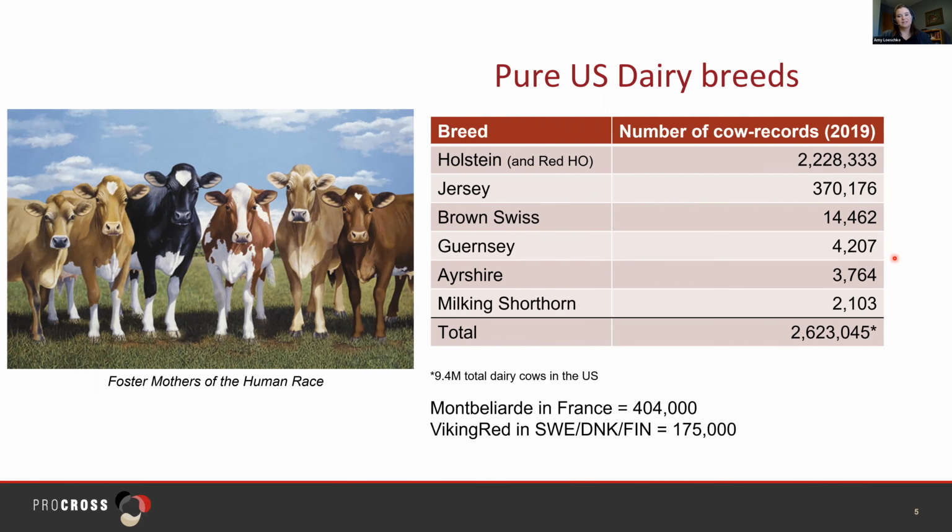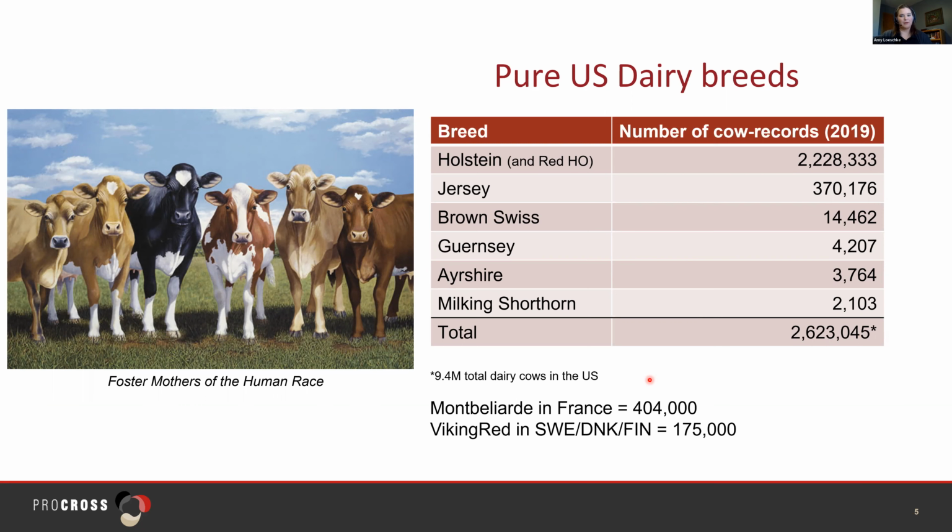And what this means is that they're going to have a hard time making aggressive genetic selection with this few of cows. The other thing I want to point out here is that in total, all these combined down the column, we have 2.6 million cows contributing cow records for genetic evaluation.